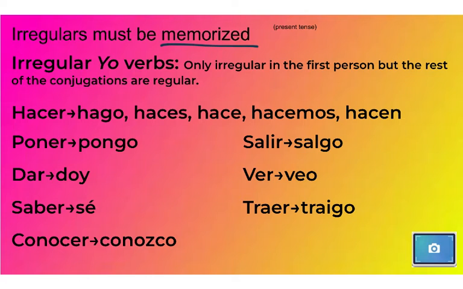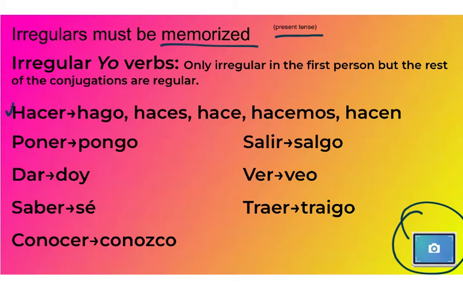We are still speaking about present tense verbs. I suggest that you take a screenshot. That's why that little camera is at the bottom of the screen. Take a screenshot of this page and identify the verbs that are irregulars. These on this screen right here are irregular in the yo form.